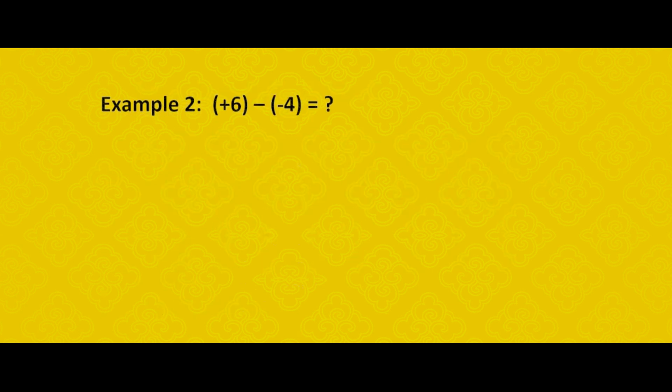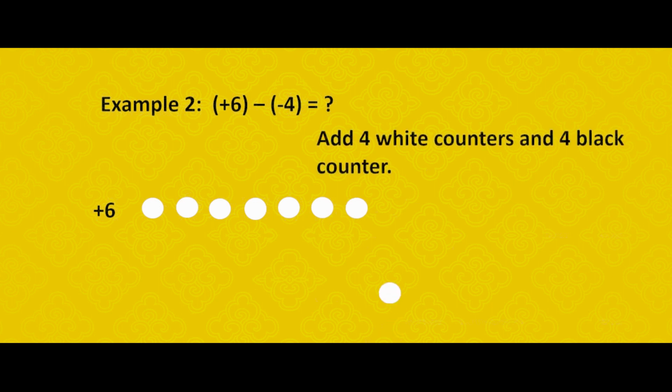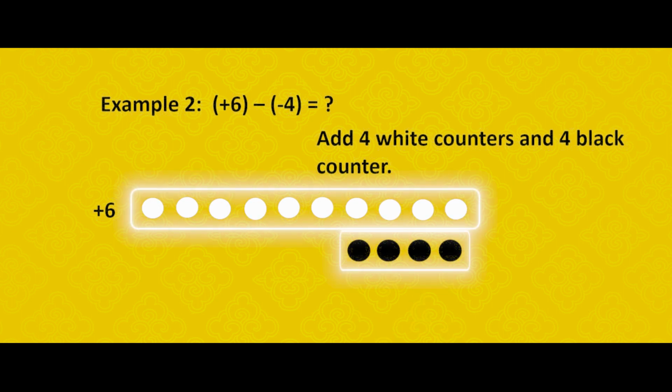Example 2. Subtraction of integers. Positive 6 minus negative 4. First, model positive 6 with 6 white counters. From positive 6 you have to take away negative 4. We do not have negative 4, so here we have to apply zero property by adding 4 white counters and 4 black counters. So we added 4 white counters and 4 black counters.